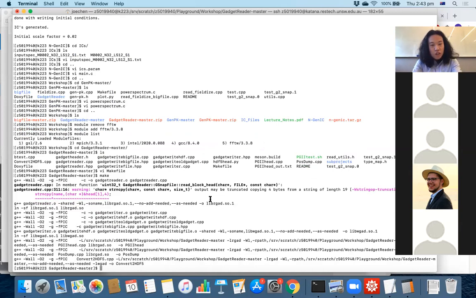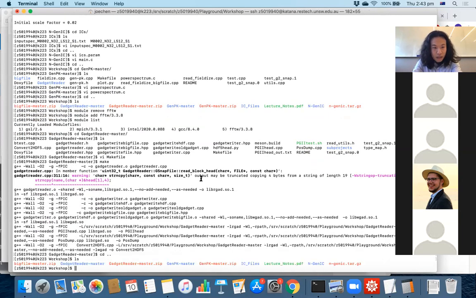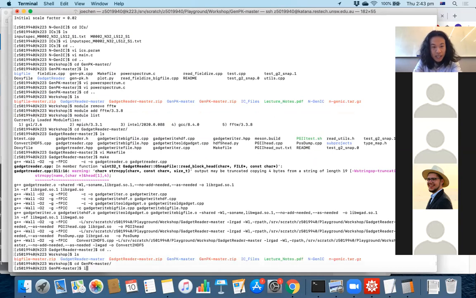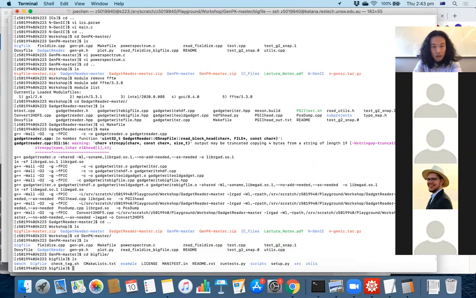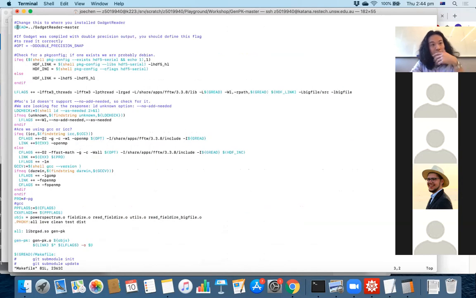Yeah. So now that we made gadget reader, go back and unpack the bigfile master. So I already did that. If you're using the zip file I gave you, the bigfile folder is already in the GenPK master. So here, bigfile, you can see everything's already there. So you don't have to worry about it. And in the makefile for GenPK, the power spectrum estimator, you have to first tell it where to find the gadget reader library. So in this case, we installed it in the folder just next door. So go back one and then go to gadget reader master. If you have installed elsewhere, just make sure this path is correct.